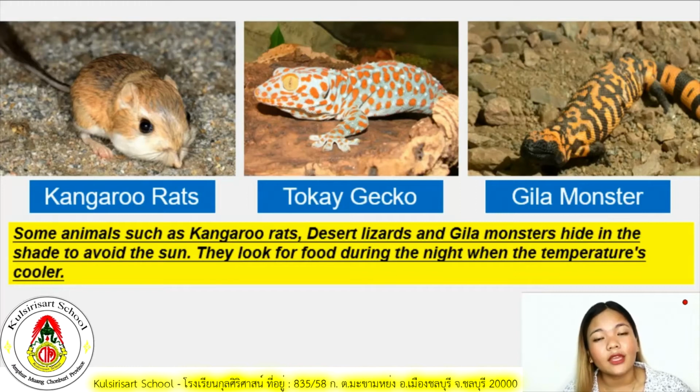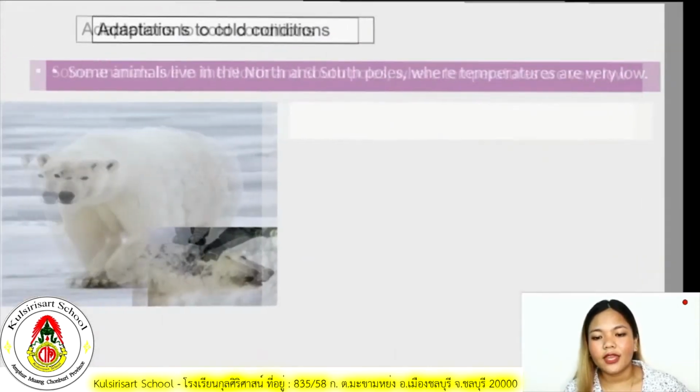That's why what they do is, this is an example of a behavioral adaptation. They will just stay in the shade during the morning and then they will hunt for food during the nighttime when it's already cooler. Okay? I hope that this type of adaptation is already clear to you. Now let's proceed to the next one.